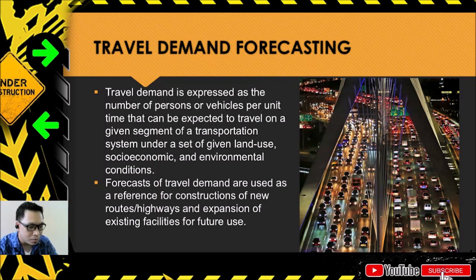So if we say travel demand, it is expressed as the number of persons or vehicles per unit time that can be expected to travel on a given segment of a transportation system under the set of given land use, socio-economic, and environmental conditions. So what is the purpose of our travel demand forecasting? Forecasts of travel demand are used as a reference for construction of new routes or highways and expansion of existing facilities for future use.